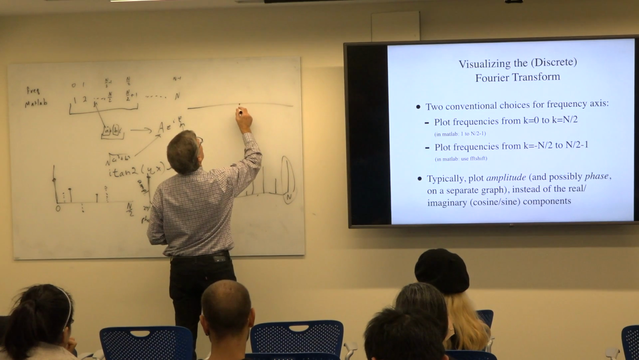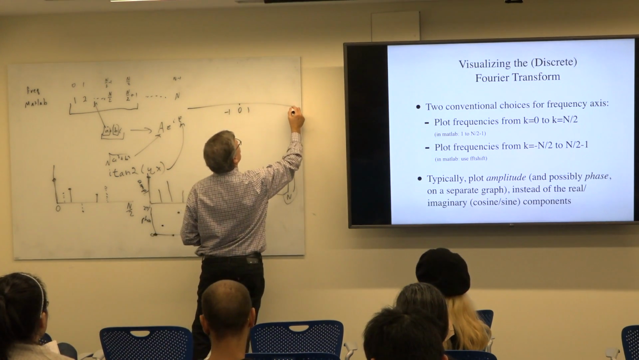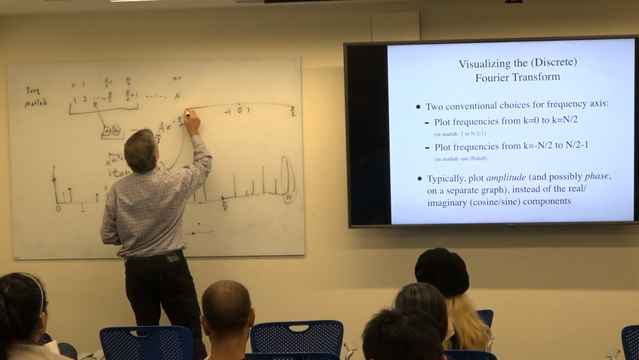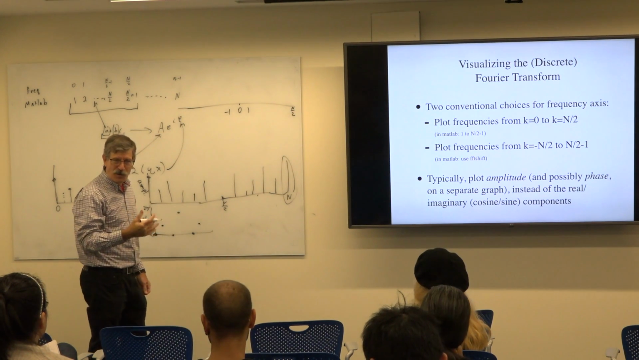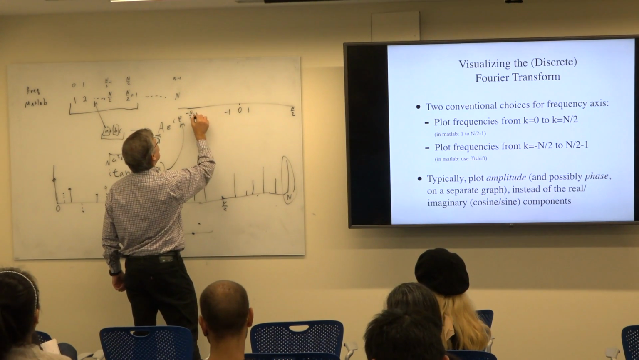Okay, so now I've got an axis that starts at 0, 1, minus 1, goes up to n over 2. You could make it go to minus n over 2, but your raw data won't give you that. So it could be minus n over 2 plus 1.